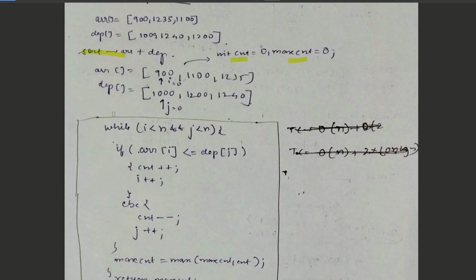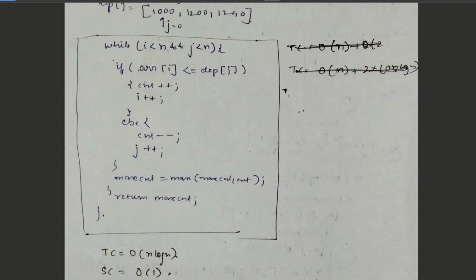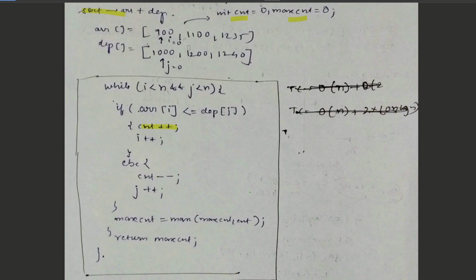So it works with a particular concept: if a train is arriving at a station, and if another train has not departed yet, then there will be a clash, or there will be a point where we need one more platform. So in this case we increment the counter, and we move the pointer I ahead to another index, like we consider another train that is arriving.